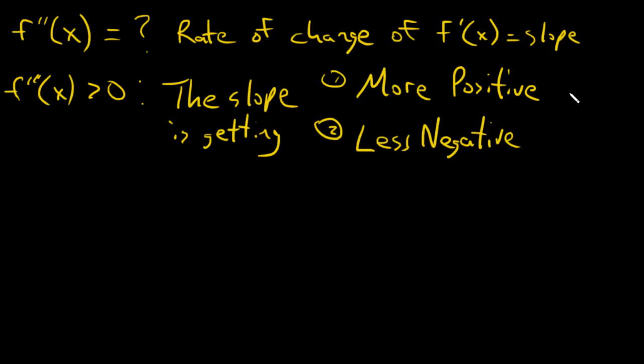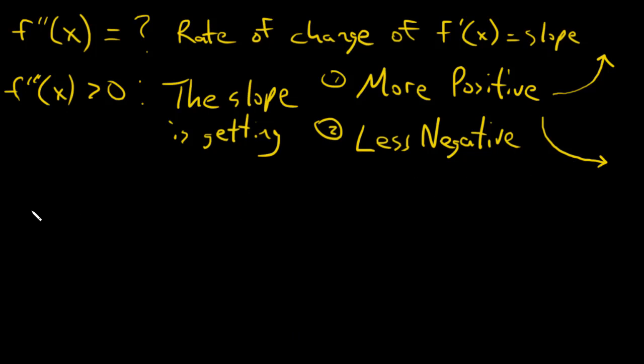What on earth does that look like? Well, more positive means I'm going from a shallow slope to a very strong slope. So this might have a slope of maybe 1/2, 1, 2, 7, something like that. So f double prime of x greater than 0 means that the slope is getting more positive, or it looks like this, or less negative, which means that I'm going to be starting off with a very steep negative slope, but then it gets less steep. So it starts off steep and then gets less steep over time. Okay?